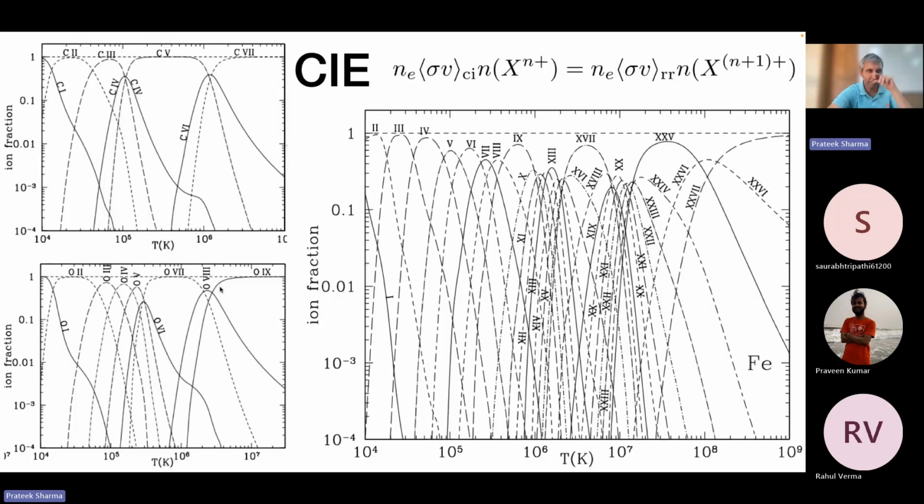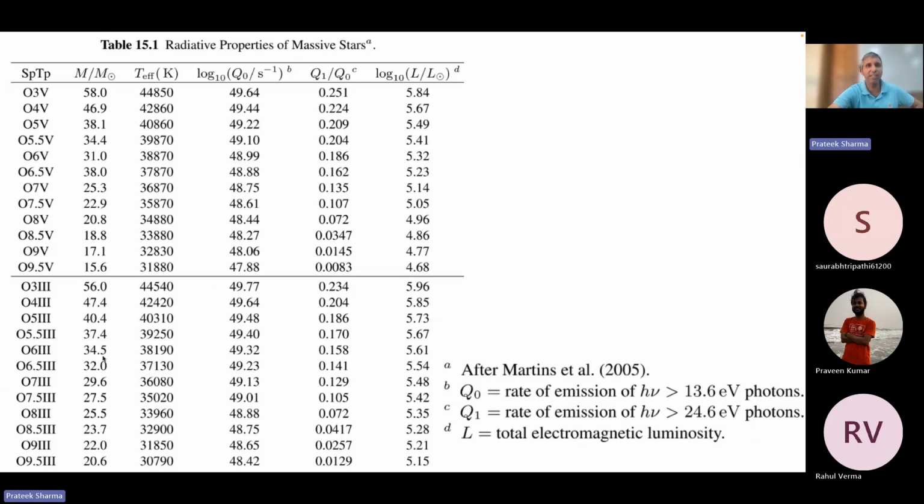Okay. I will talk about this. These are all tables from Draine's book. This is a table of different massive stars, O stars. This is their spectral type. This is their mass. This is their effective temperature, and the number of hydrogen ionizing photons produced per unit time.